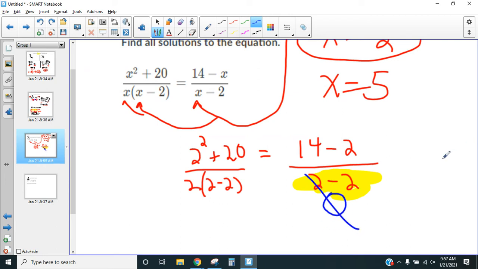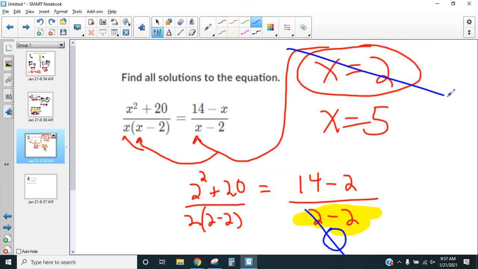Does not work. If you tried checking this on your calculator, you'd say, okay, 14 minus 2 is 12. 12 divided by 0, what is that? It would say error or something like that, right? So what that tells us is that 2 cannot possibly be an answer. And as a matter of fact, you could have seen that in the very beginning, right?